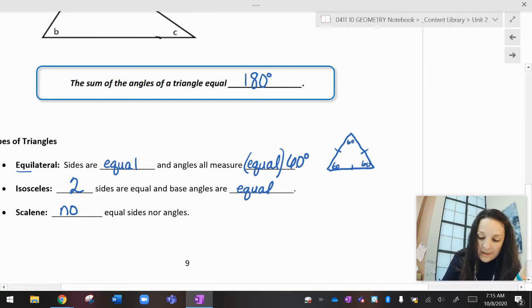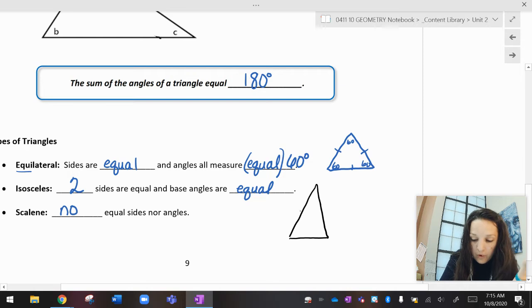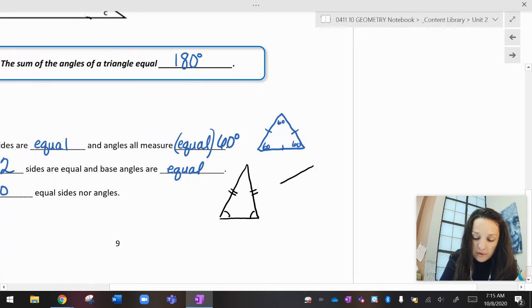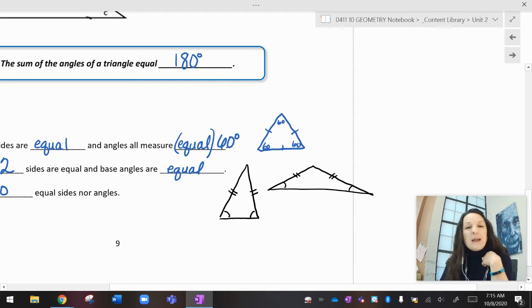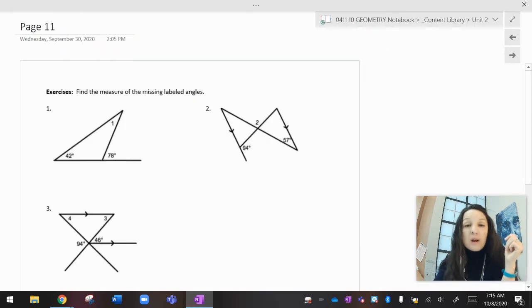If I were to draw an isosceles triangle, I can have an isosceles triangle with a tiny top angle where these sides are equal and these base angles are equal. Or you can have isosceles, by the way, that are obtuse, like big wide ones like that, where I have these sides equal and these little angles equal. And then scalene, nothing's equal. Cool beans. All right, moving on.